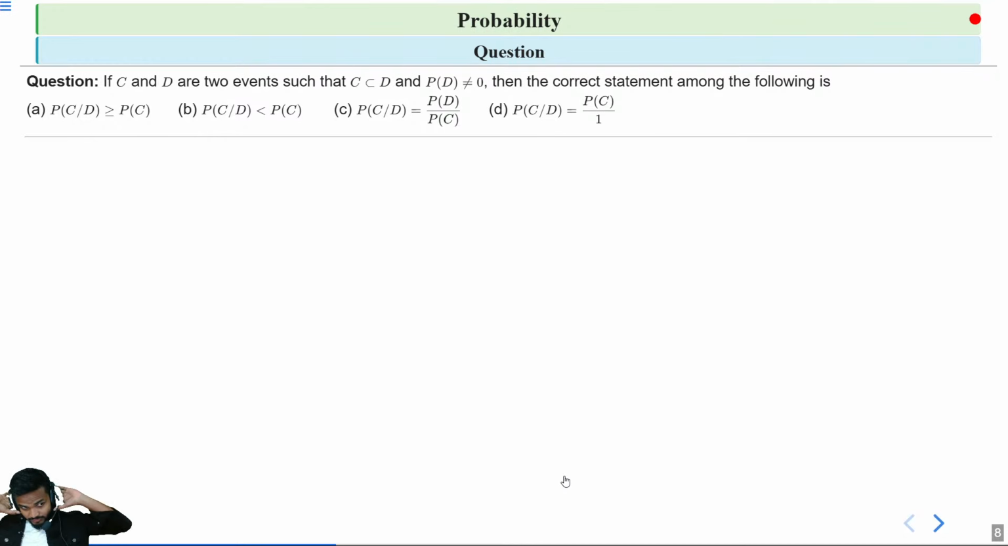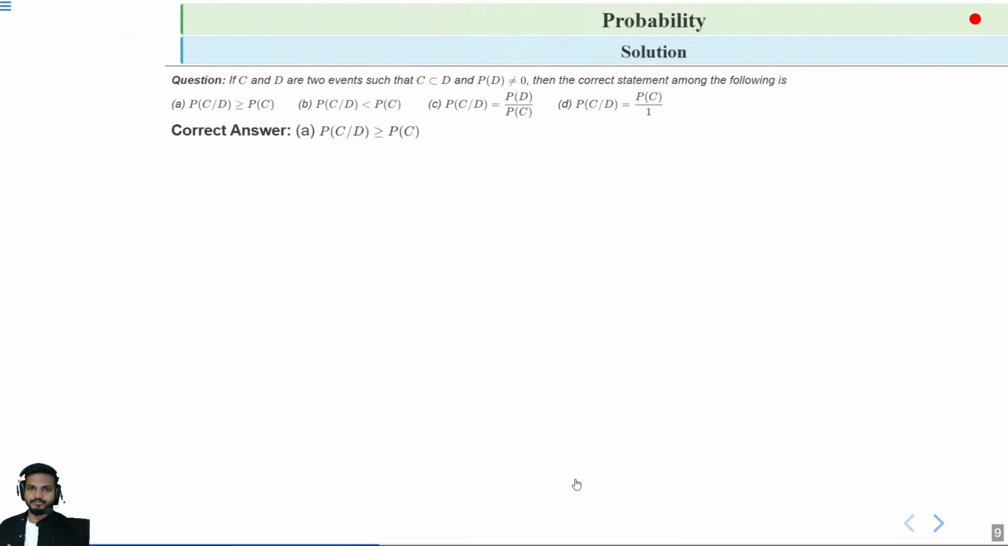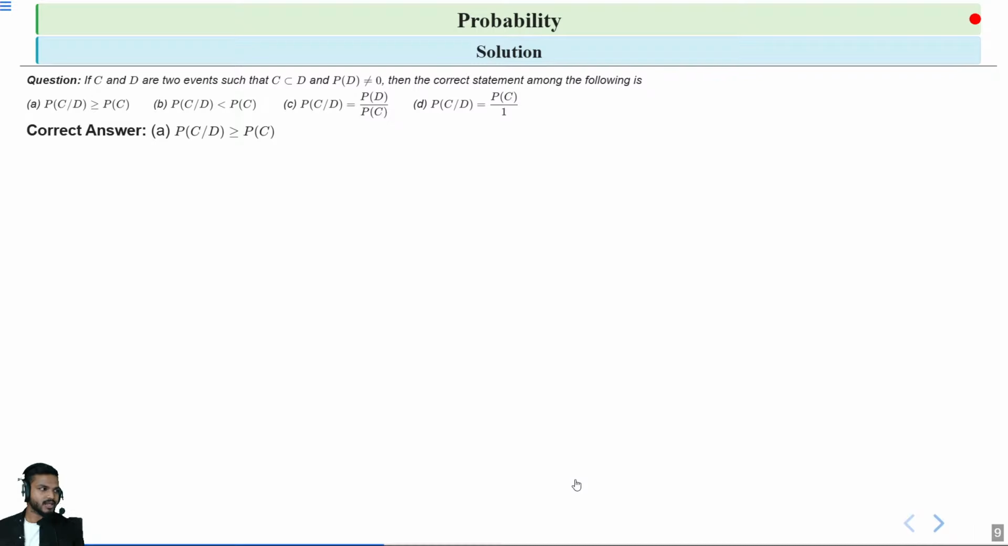Anyone? Which option is correct? Okay, option A. Let's check. Very good. Correct answer is option A, that is probability of C given D is greater than or equal to probability of C.